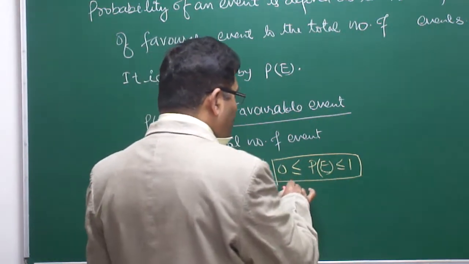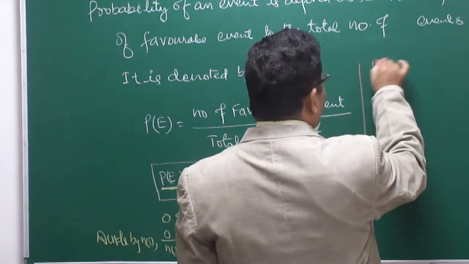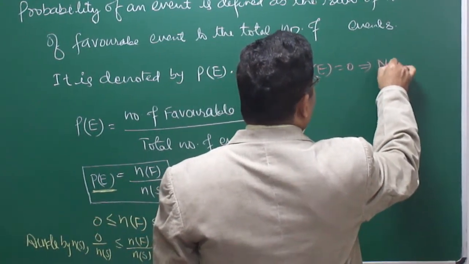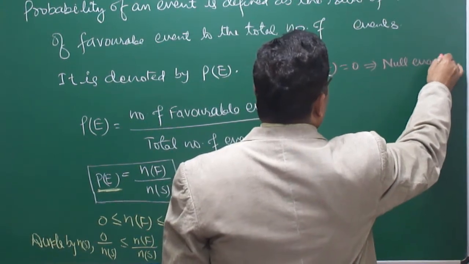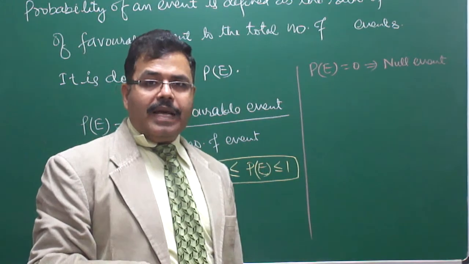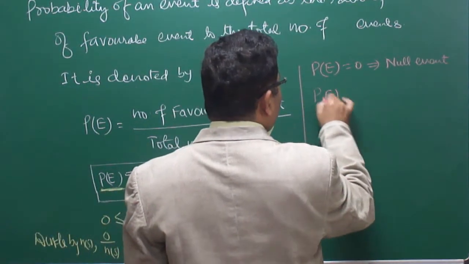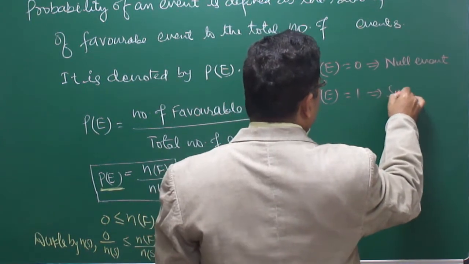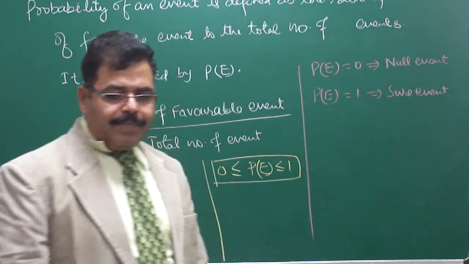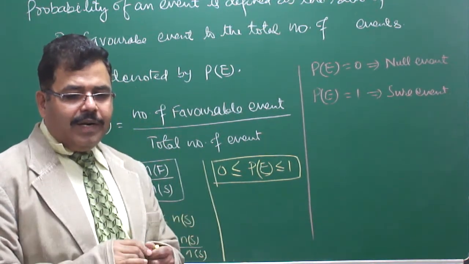When the probability of an event is 0, it is called a null event. And when the probability of an event is 1, it is called a sure event. A sure event means it will 100% happen. And when the probability of an event is 0, it is called a null event.